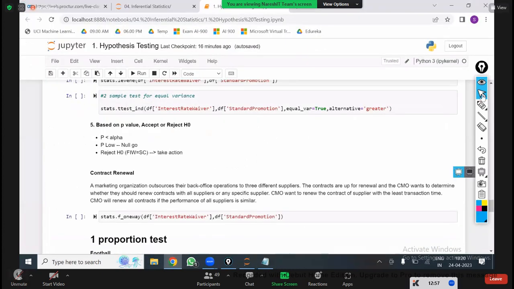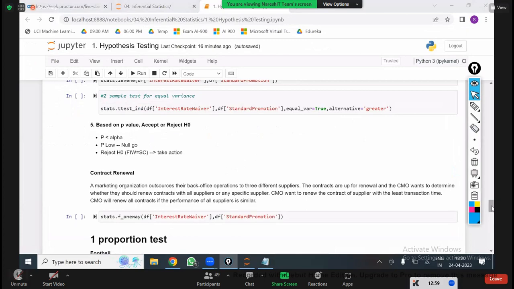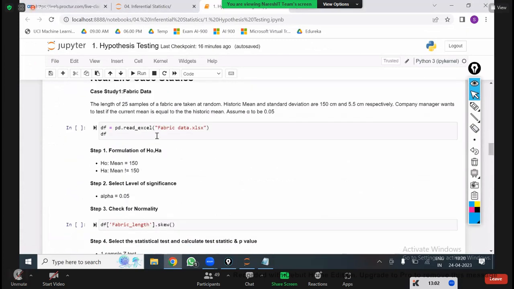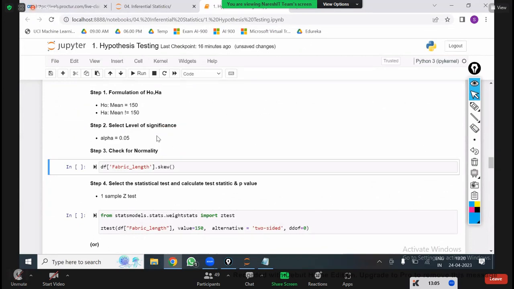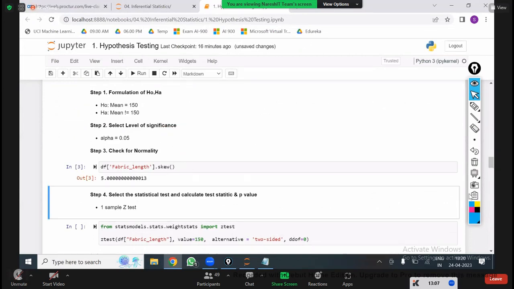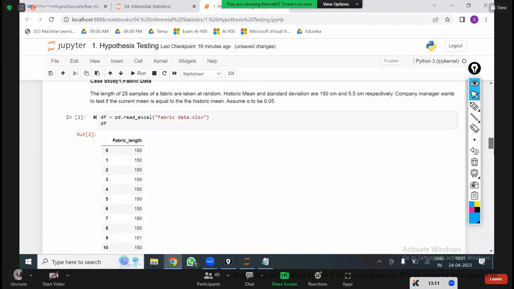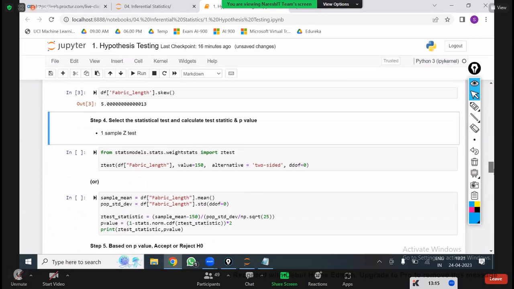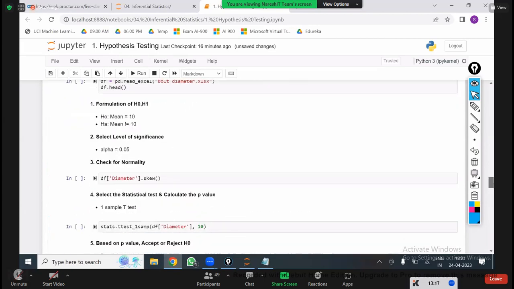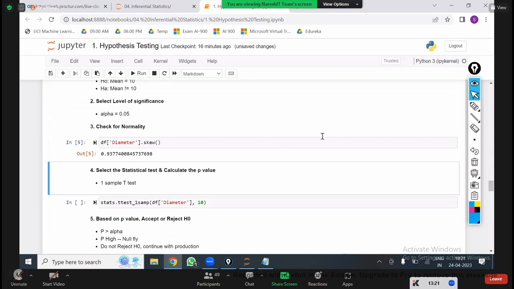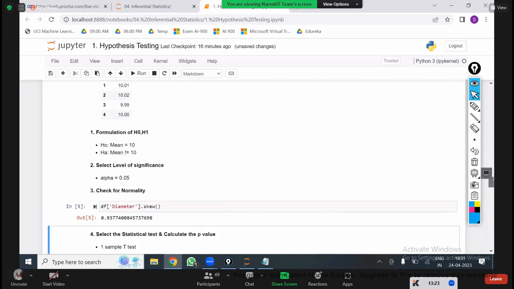So, stats.shapiro, the test name is called the Shapiro test. And within that, you have to give the data column name. Whatever the column is, you have to provide it as the input. Once you provide the input, you are going to get the p-value. Since the p-value is less than alpha, p low, null go; p high, null fly. So based on the p-value, we are going to accept or reject the null hypothesis.